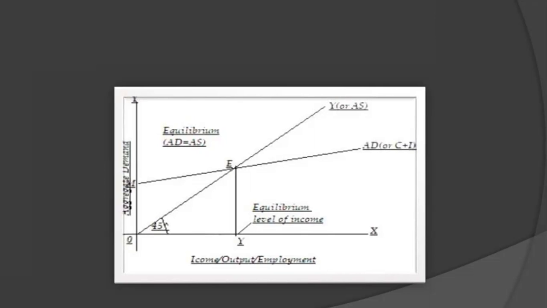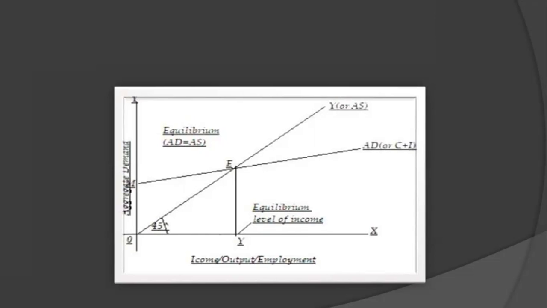Investment will always be constant at 40 up to the end. So AD equals 160 and AS equals 100. Again, AD is greater than AS. Then if the income is 200, consumption is 200, saving is 0, investment is 40, AD equals 240, AS equals 200. Again AD is greater than AS.